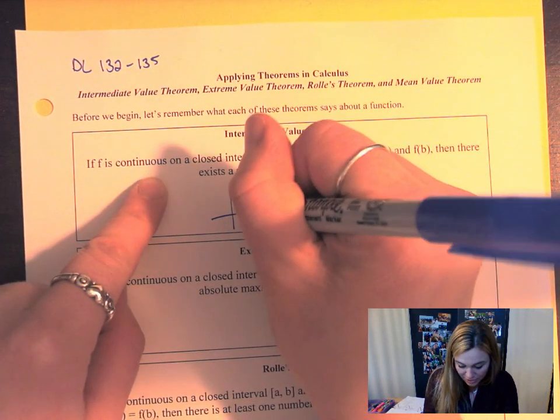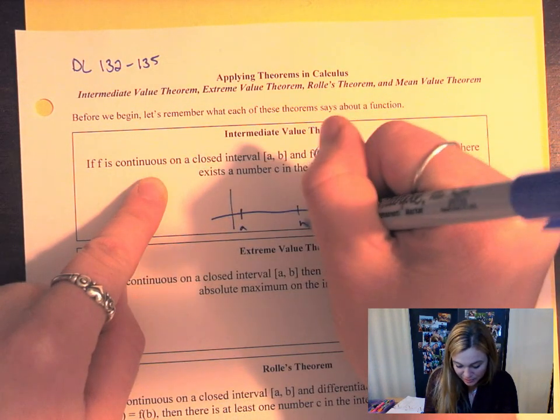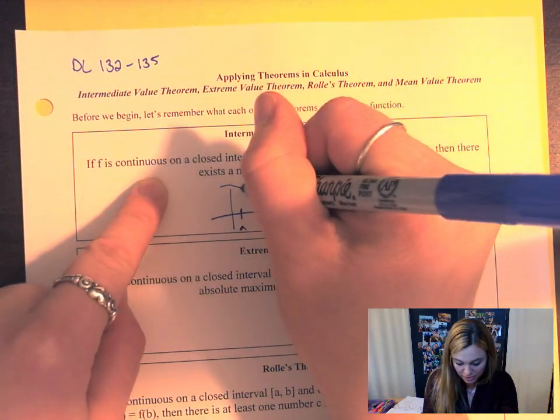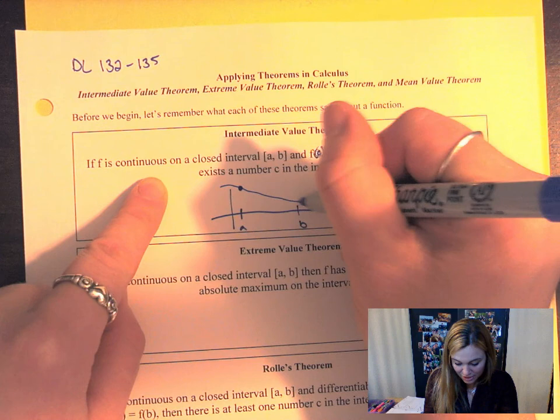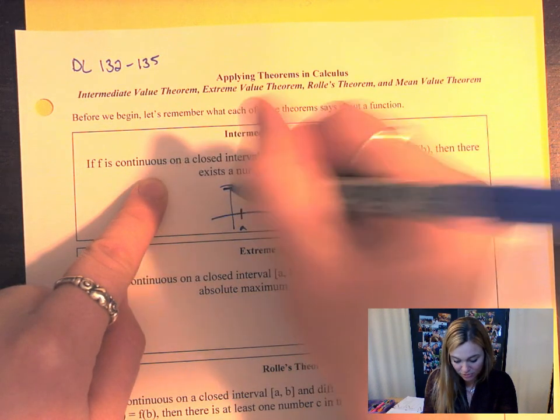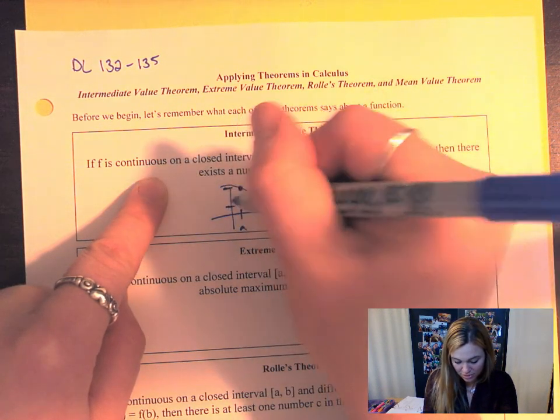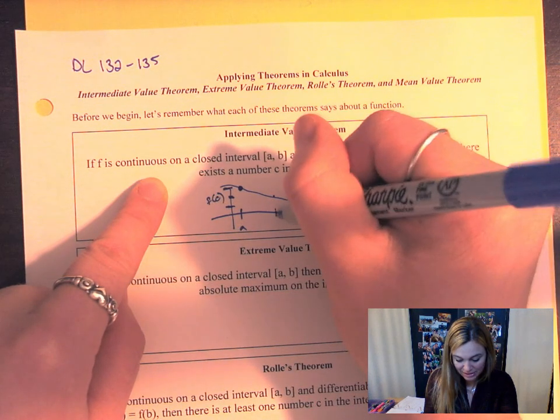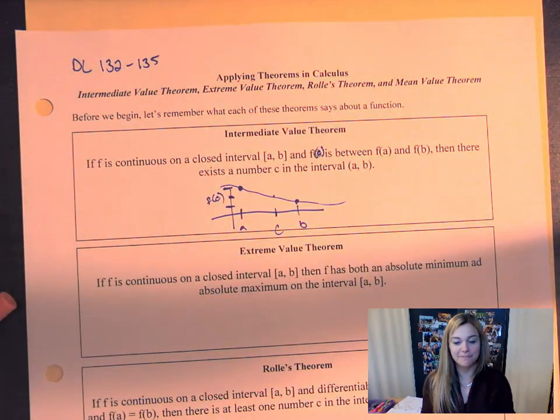So what I mean, this is a, this is b. I've got some continuous function. Here's f of a, here's f of b, meaning the y value. If there's some f of c in between here, there's going to be a c in between a and b. Okay, another one, extreme value theorem.